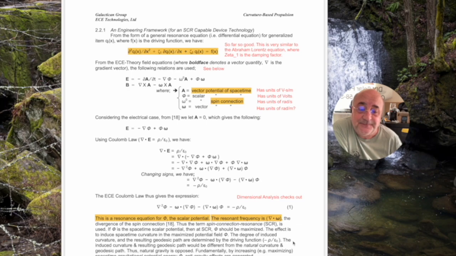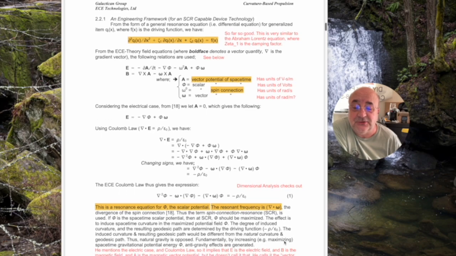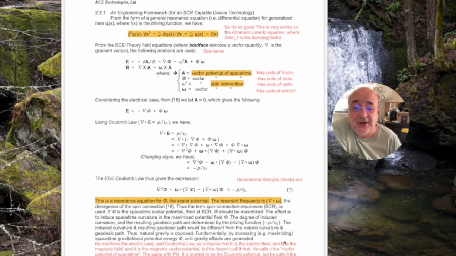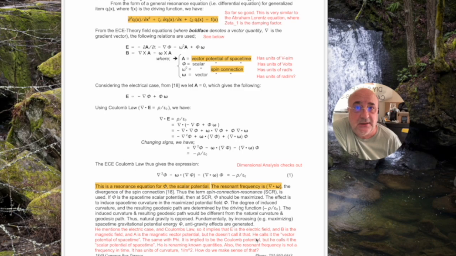The induced curvature and resulting geodesic path would be different from the natural curvature and geodesic path. Thus, natural gravity is opposed fundamentally by increasing the space-time gravitational potential energy, phi. The anti-gravity effects are generated. No. He's talking about an electric field, not a gravitational field.